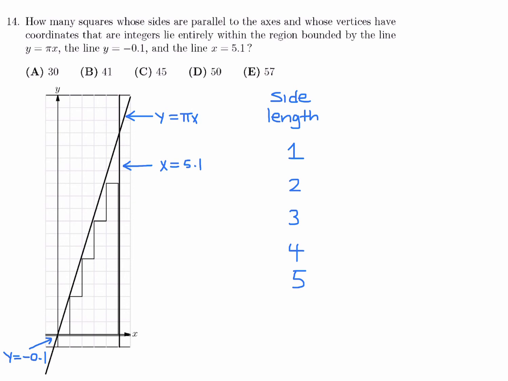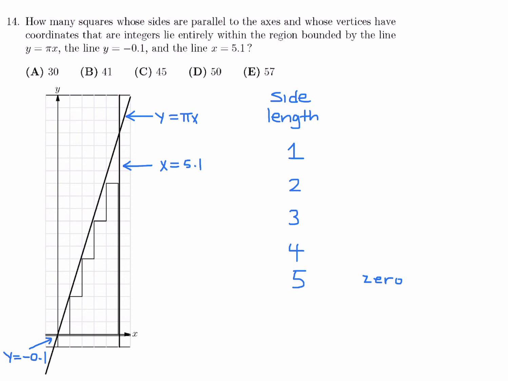If my square has a side length of 5, first of all, can I fit it in? Well, 1, 2, 3, 4, 5, and then 1, 2, 3, 4, 5. I don't think I can fit a 5 by 5 square, as you can clearly see, because it has to be bounded by that line, this line, and that line. So that's the key. That means my 5 by 5 square has 0 ways of doing it. Okay, no problem.